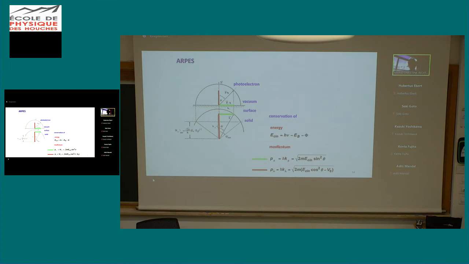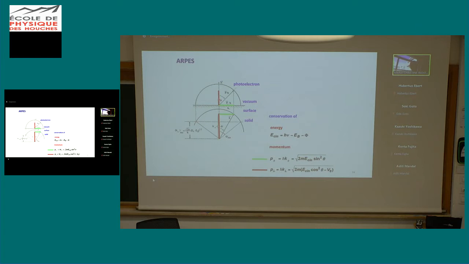Now you have, in addition, the conservation of momentum. This means the k vector, which is shown here inside the solid, and this is the k vector outside the solid. You see that the green component, which is parallel to the sample surface, is conserved. It is the same inside and outside the crystal. So it's simply given by the kinetic energy of the electron and the theta angle. But the momentum perpendicular to the surface is not conserved. So it is clear that there is some potential barrier which has to be overcome by the electron.